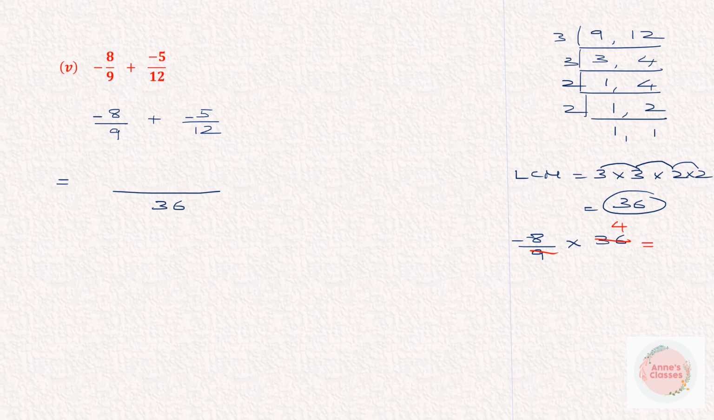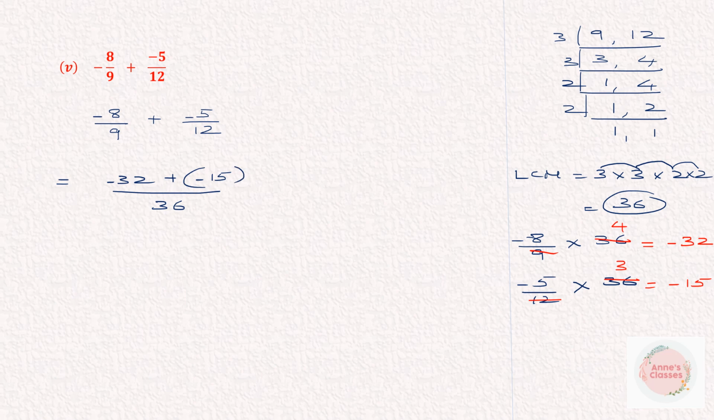Now multiply the numerators. 8 fours are 32 and a minus sign is there. Let's write that, minus 32 plus. Take the second fraction, minus 5 by 12. Multiply with the LCM. Cancel 12 and 36. 12 threes are 36. Multiply the numerators. 5 threes are 15, minus 15. Let's write it here, minus 15.